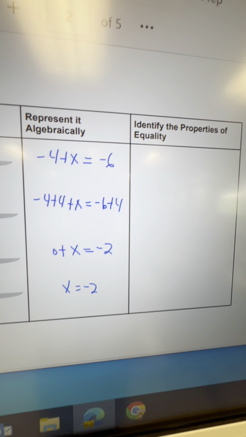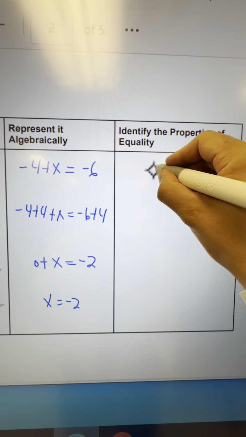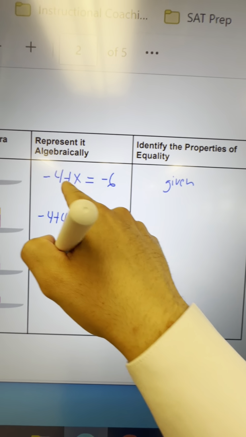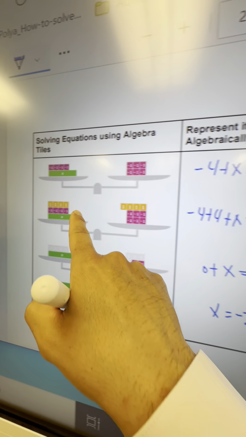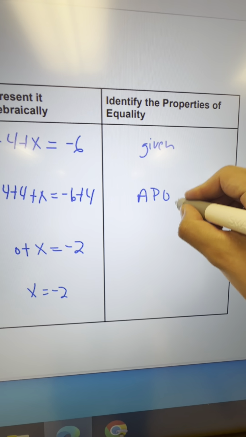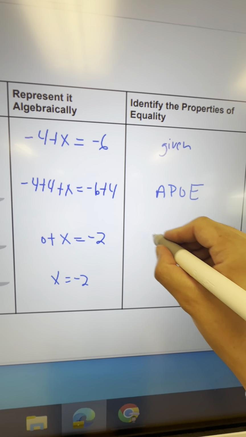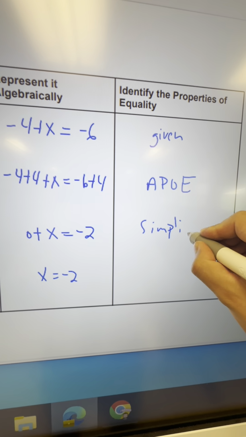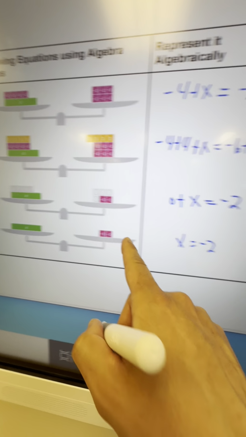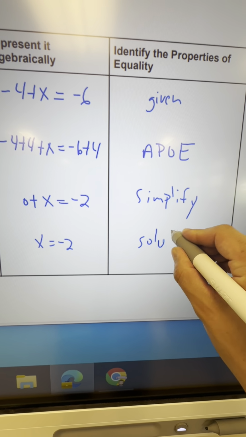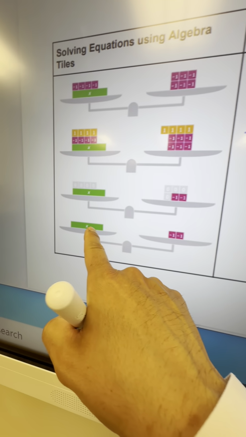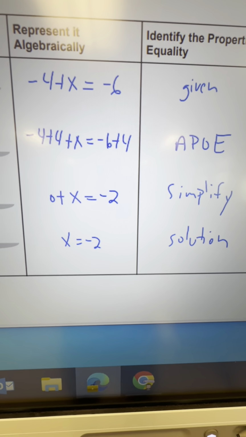Don't forget, on your last column, you're going to write down given, because that was what was given to us. That's our given equation. Here we ended up adding 4 positives on both sides, so this is the addition property of equality. Next, we combine 0 pairs, so this is simply called simplify. And in the last step, we're presented with our solution. Once you have x by itself, you have your solution. So x equals negative 2.